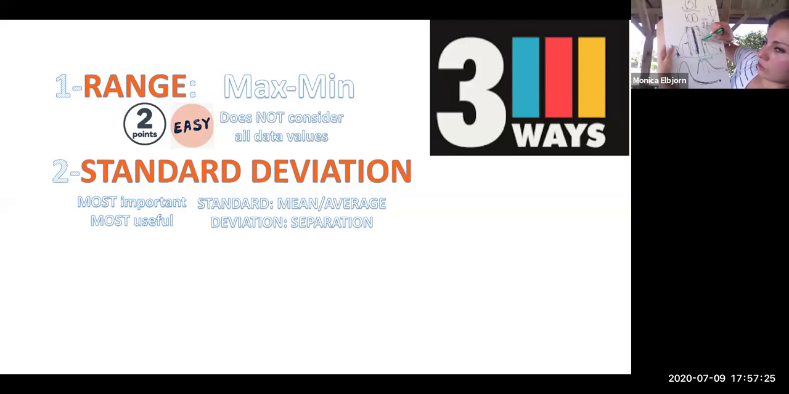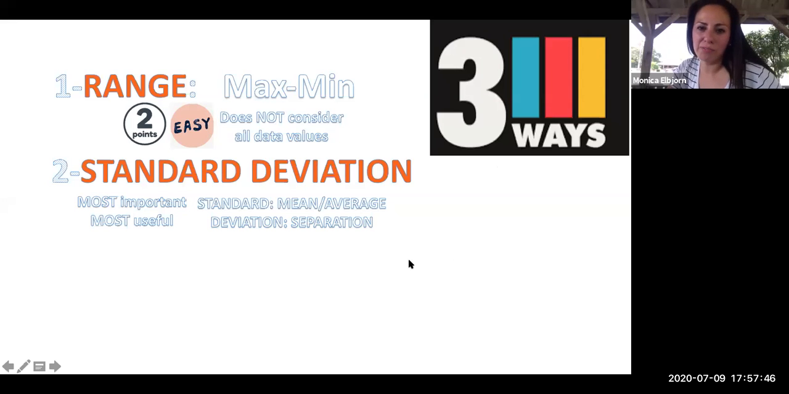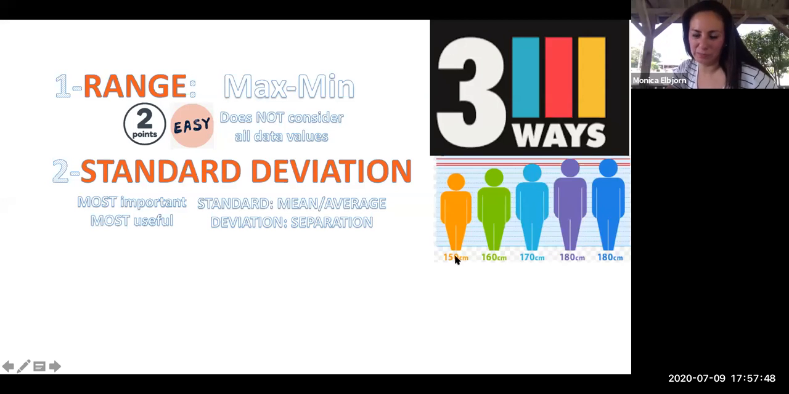So standard deviation is going to tell you how far it is away from the mean. If your mean is 8, that's your target, and you got an 8.1, the difference will be 0.1. So that's what standard deviation is. It's the separation, or how far it is from the average.